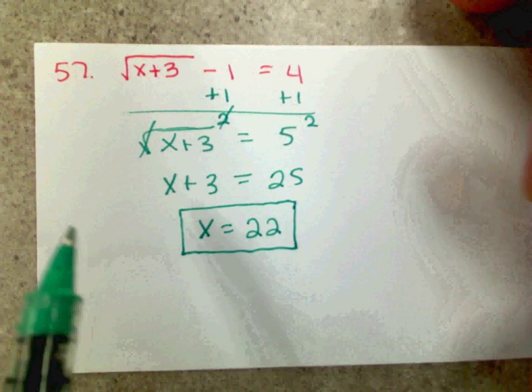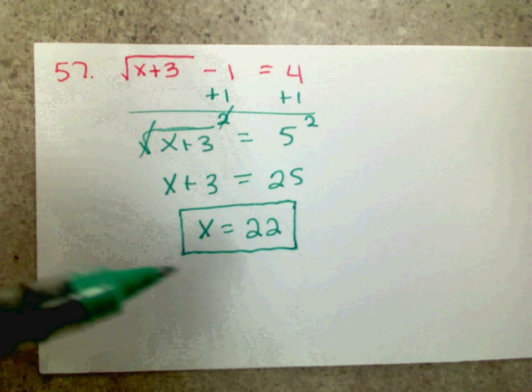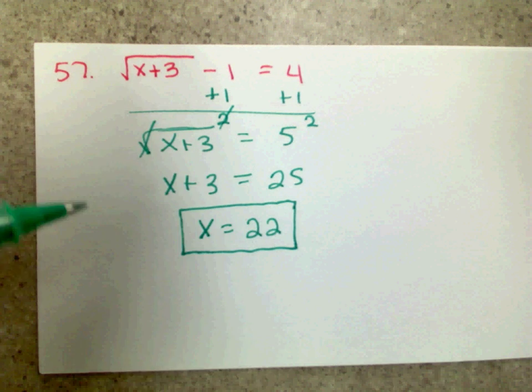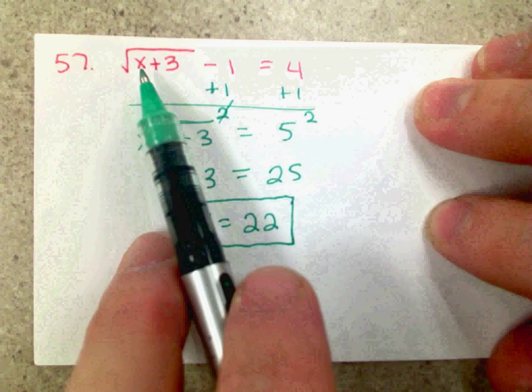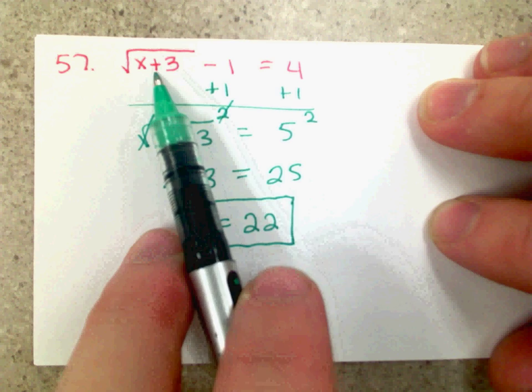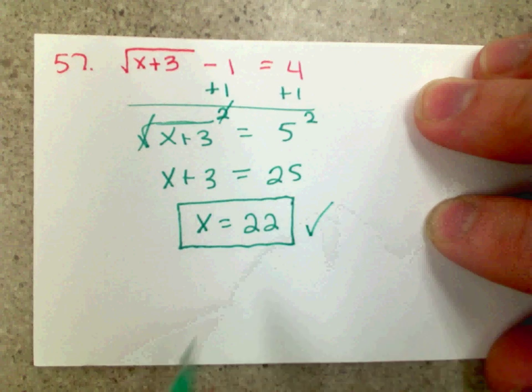Now I always like to check and make sure it's right, because every once in a while with a radical problem, the solution is erroneous. It doesn't work when you plug it back in. So we need to check just in case. So I'm going to plug that 22 up here. 22 plus 3 is 25. The square root of 25 is 5. Minus 1 would be 4. So it does work, so we're good.